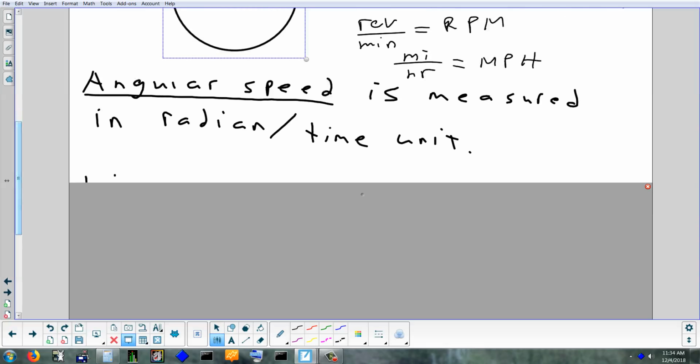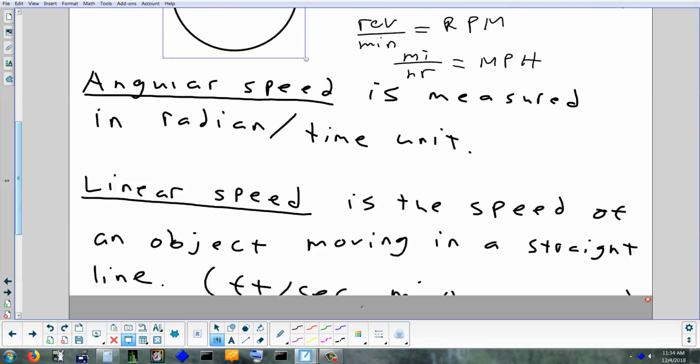So that's angular speed. Comparing that to linear speed, that's the speed of an object just going in a straight line. Okay, that's what, if you get pulled over, that's what you're going to get pulled over for, linear speed. 60 in a 40. You're not going to get pulled over for your RPM speed. You're going 2,000 revolutions per minute. You don't get pulled over for that. That's the speed of your engine, not the speed of your car moving.